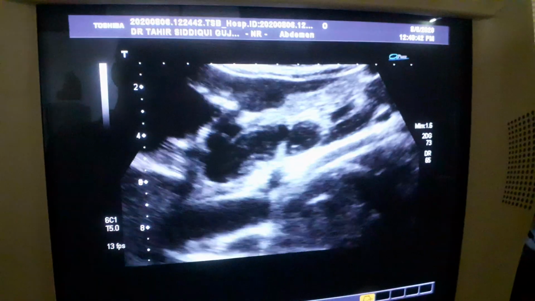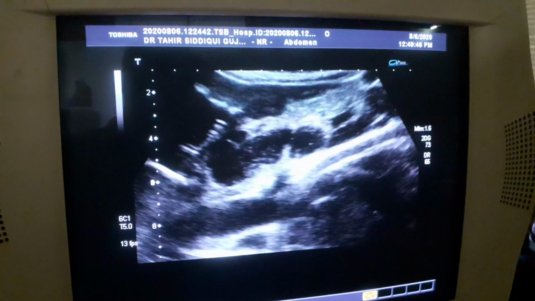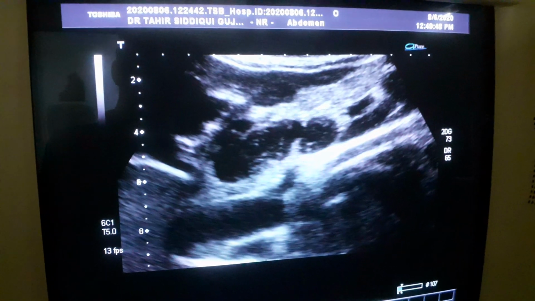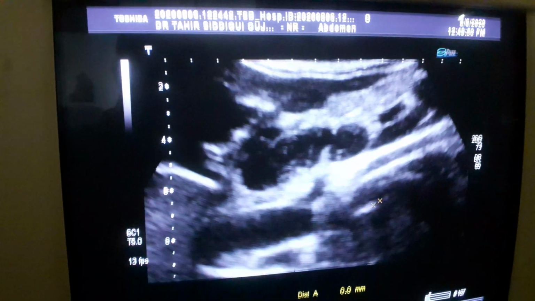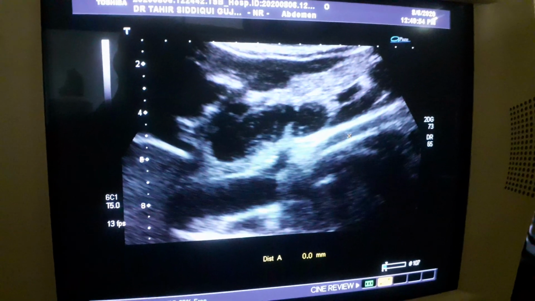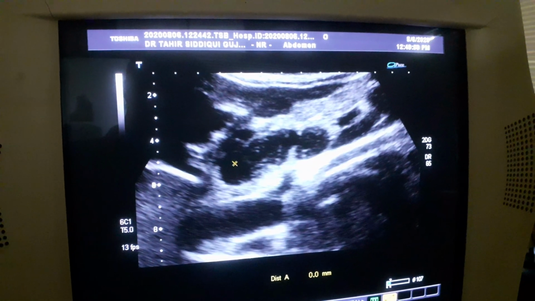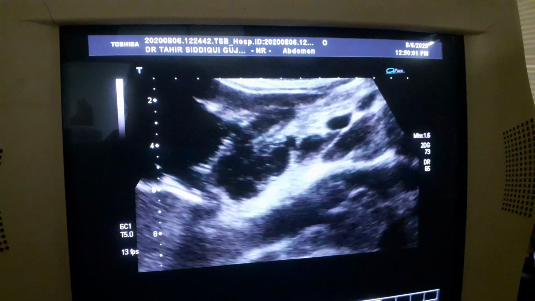For a 50-year-old female, history of weight loss, otherwise healthy looking. This is the aorta in midline in the epigastric region. Superior mesenteric artery is arising from it. Now these are multiple lymph nodes seen in this region.